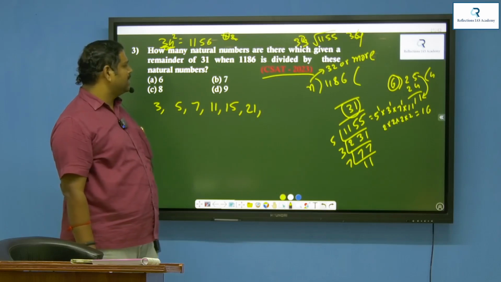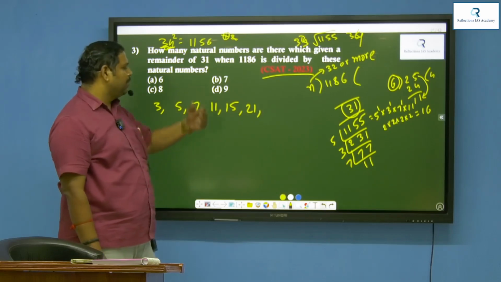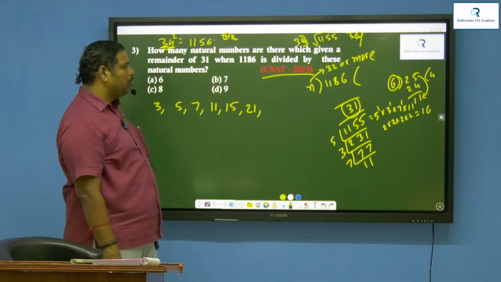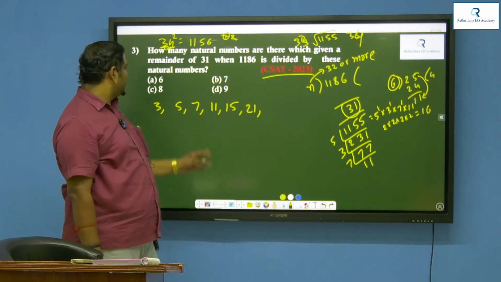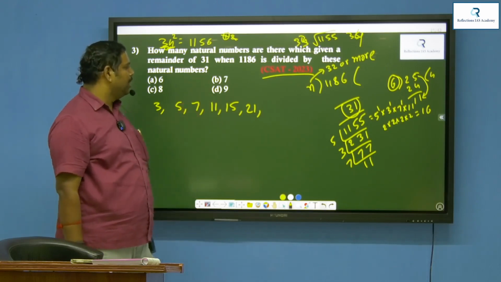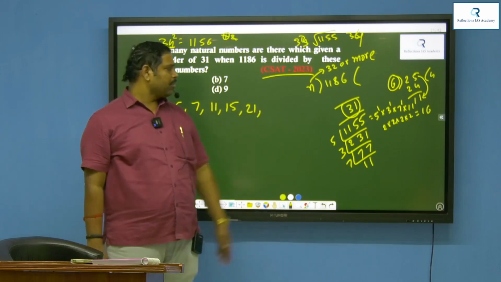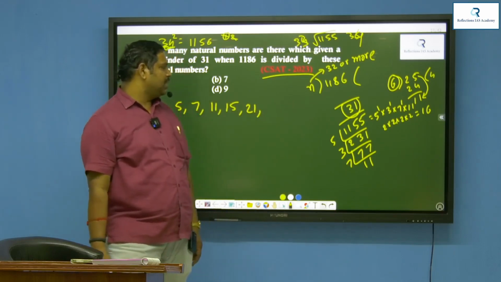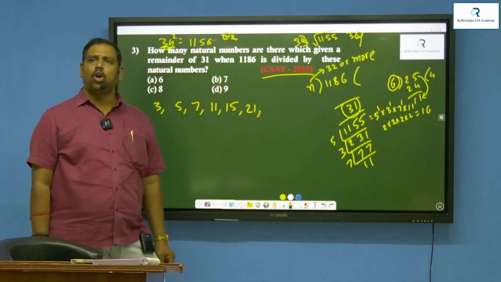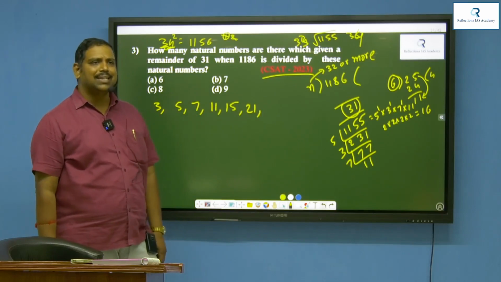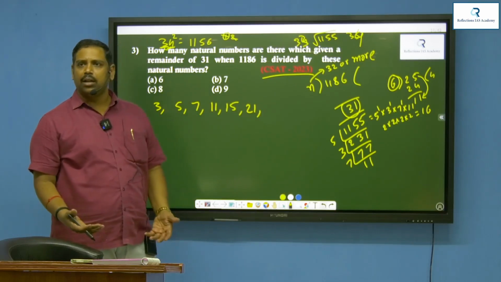26, 13, no, leave it. 27, no. 28, 7, oh no, 28 is not divisible. 29 is a prime number. Try it: 29 4s are 116, 285, not divisible. 29 is not a factor. Are you trying?